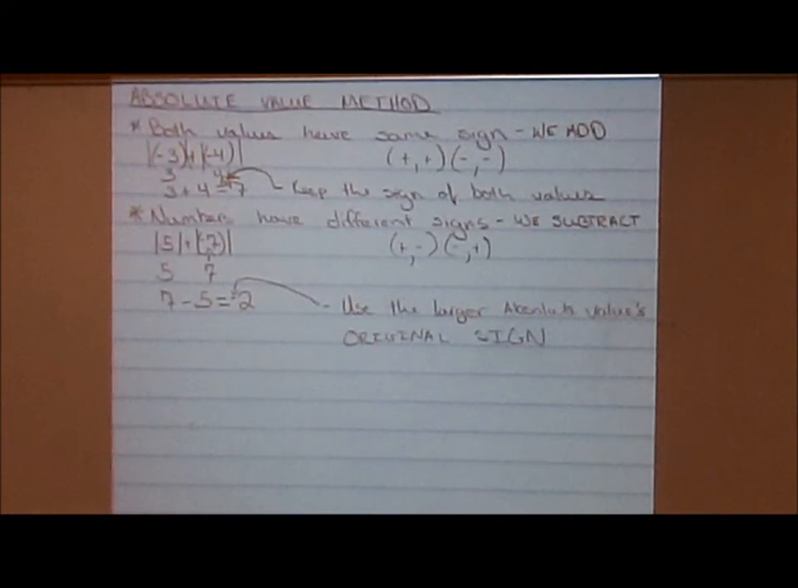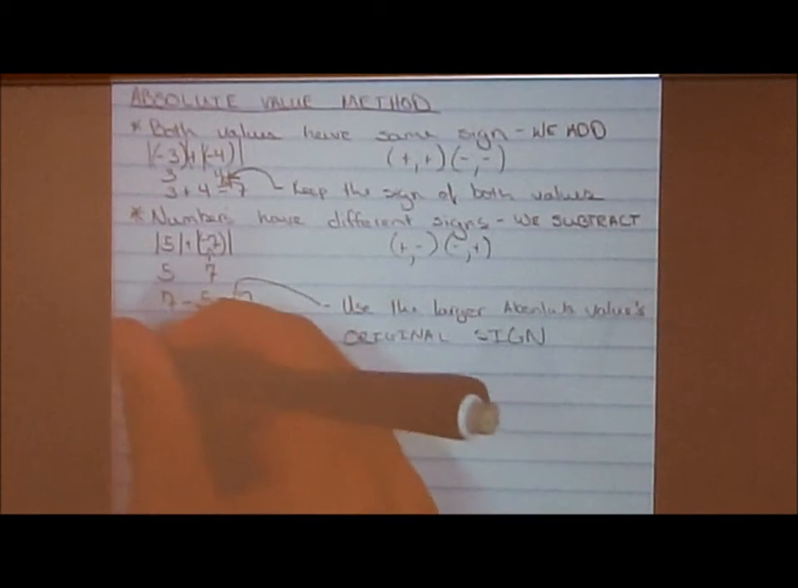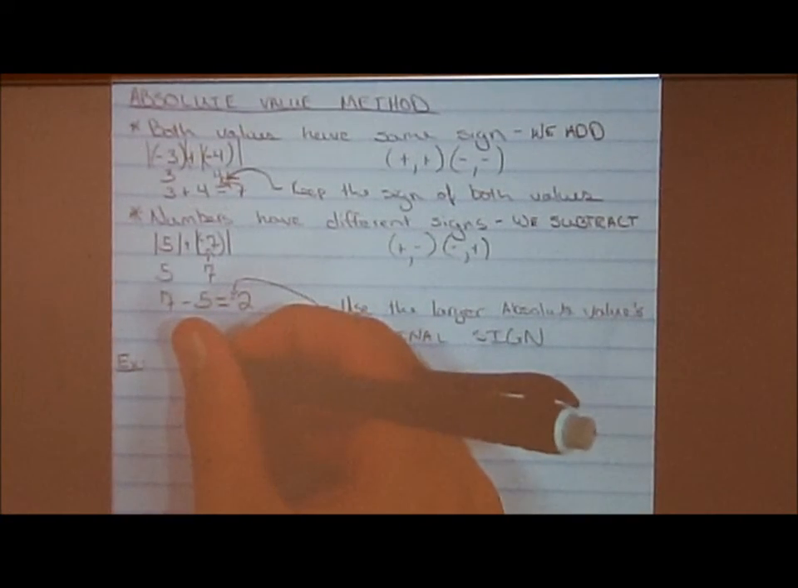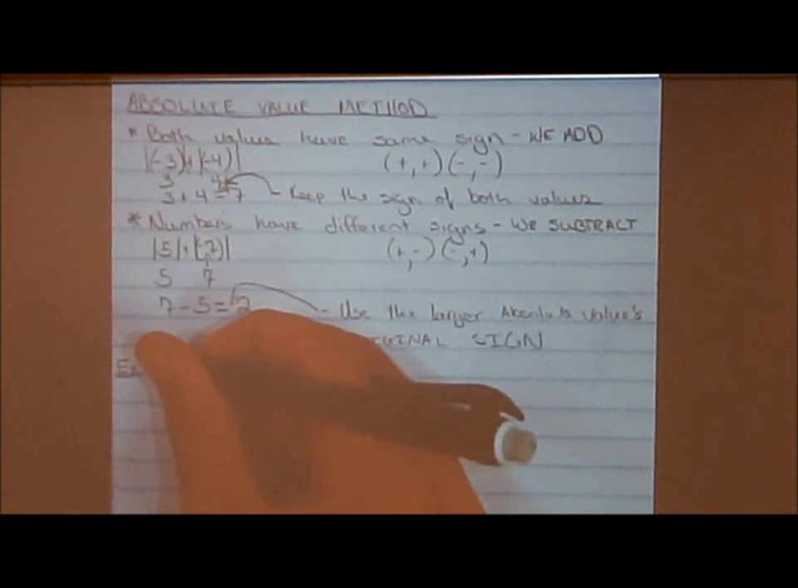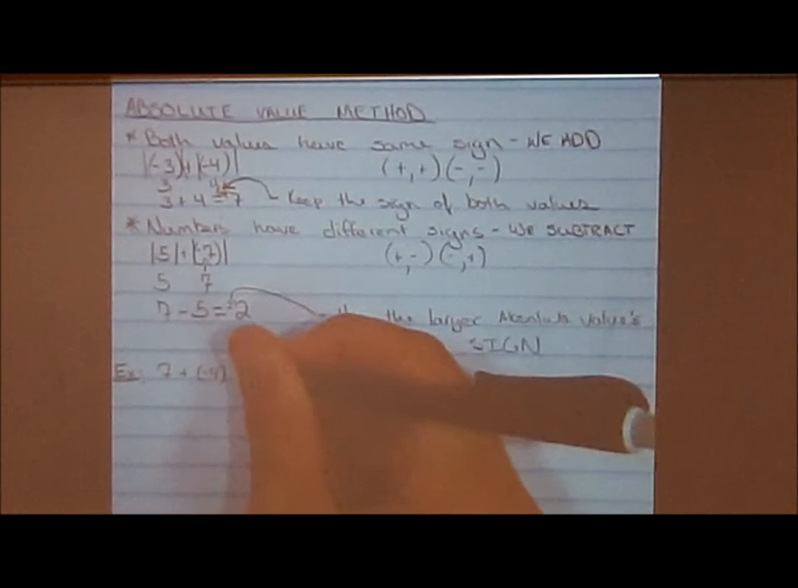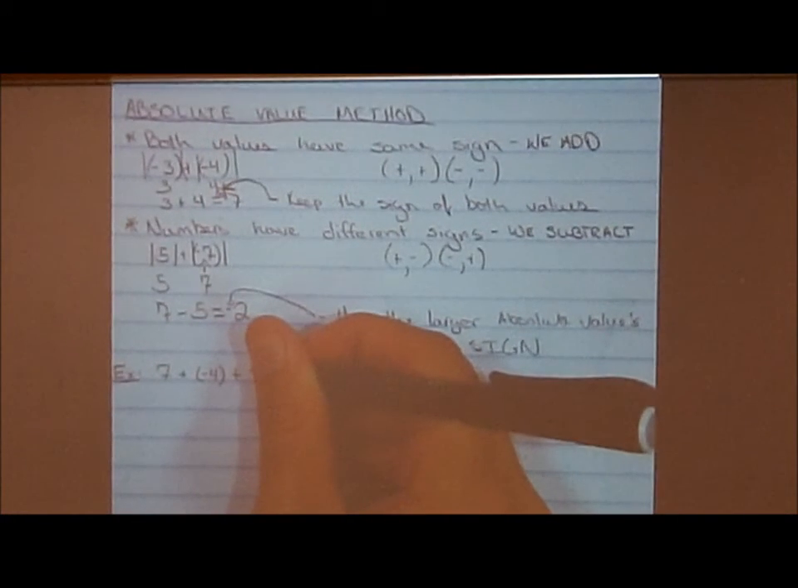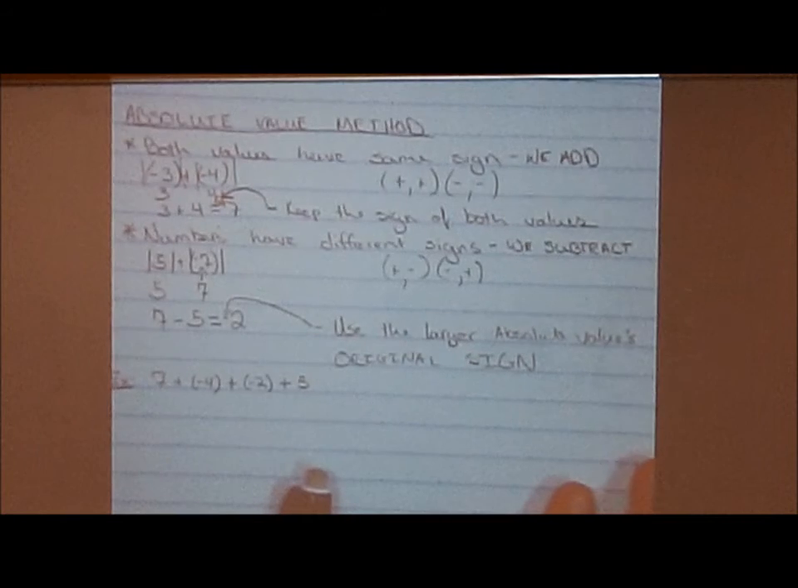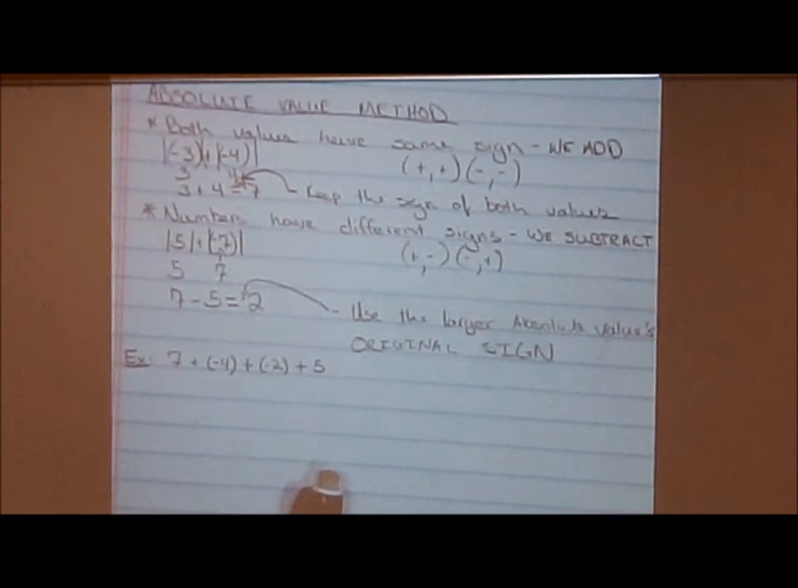So let's try another example. Say we've got this one: 7 plus -4 plus -2 plus 5. What are we doing with that expression? What's our terminology? We're solving? Adding it all? We're evaluating.